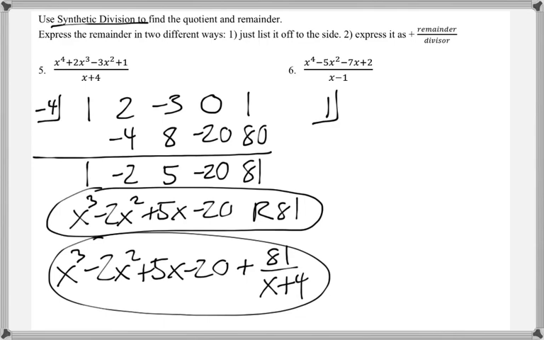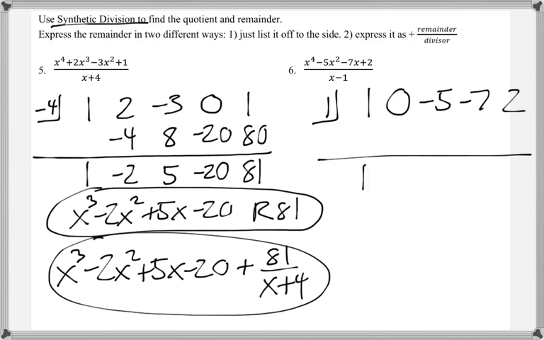I have to look for missing terms. I don't see an x cubed here. So I want to do 1, 0 for the x cubed, then a minus 5, minus 7, and 2. So if I bring down the 1, 1 times 1 is 1, add these up, get 1. 1 times 1 is 1, add these up, get negative 4. Negative 4 times 1 is negative 4, add these up, get negative 11. Negative 11 times 1 is negative 11, add these up, get negative 9.